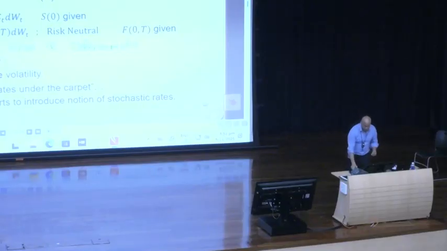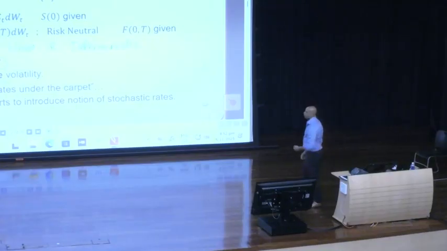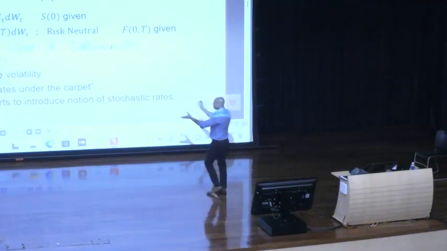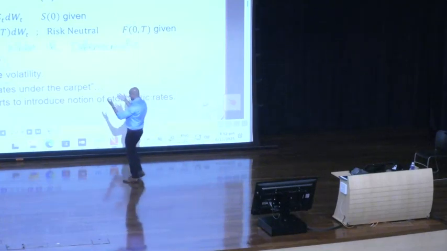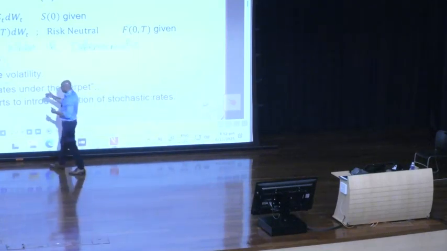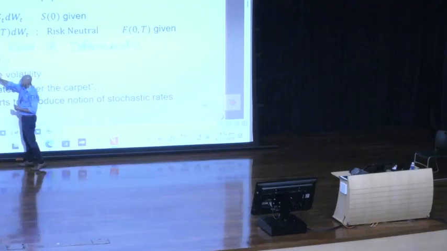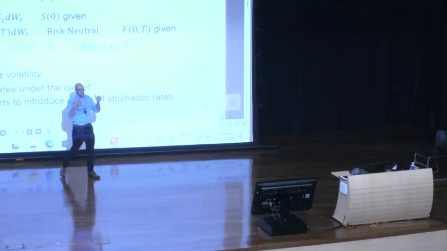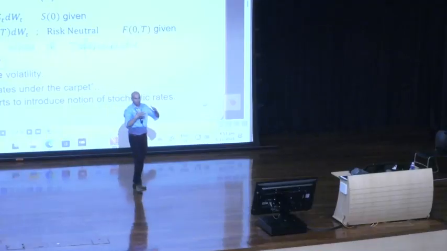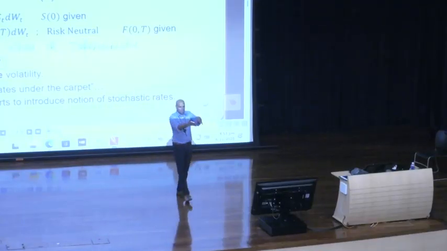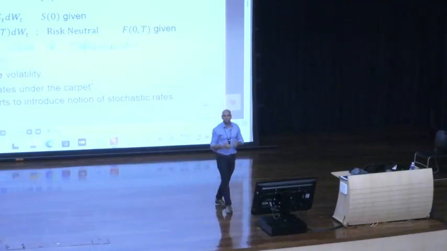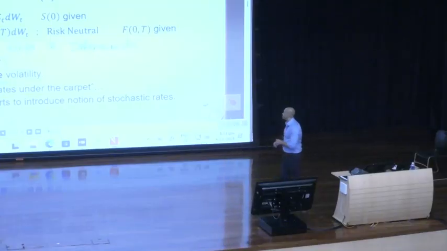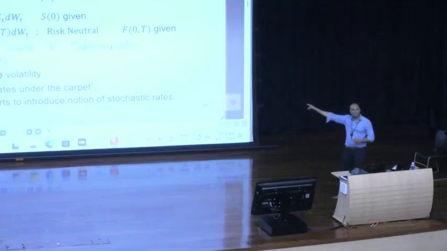Okay? So that's why we've introduced stochastic interest rates, but we don't see it directly. The volatility associated with it is all in here. And it works because we're in this unique situation where the forward converges to the spot. Okay? Any questions on this?